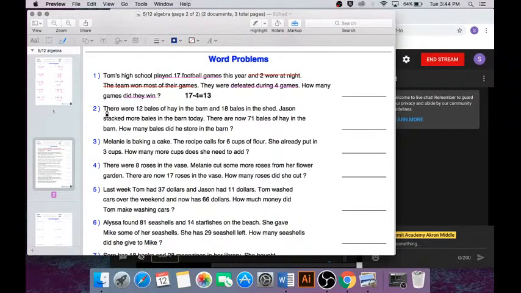So for number 2, there were 12 bales of hay in the barn, bales in the shed. Jason stacked more bales in the barn today. There are now 71 bales of hay in the barn. How many bales did he store in the barn? So we know this is all about the barn. That's what they want to know, how many were in the barn.